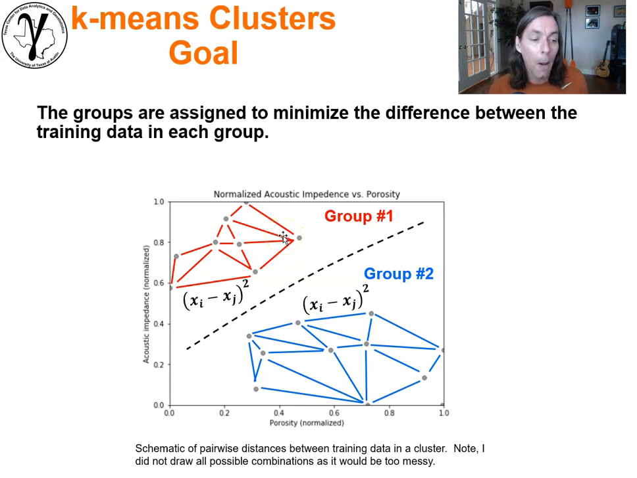I hope this helps. But by trying to minimize that, we're trying to formulate groups that have the least amount of difference within the group. That's pretty cool. That's going to be a good thing to do so we can identify clusters or data with similarity to each other. And so that's what we're trying to get done here.